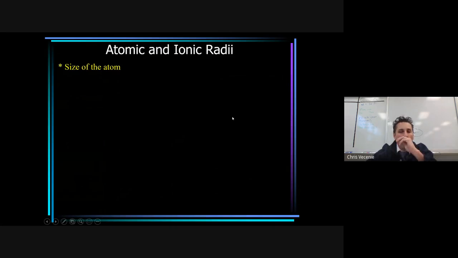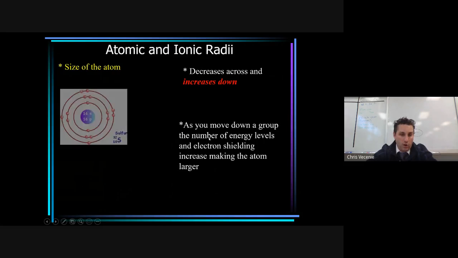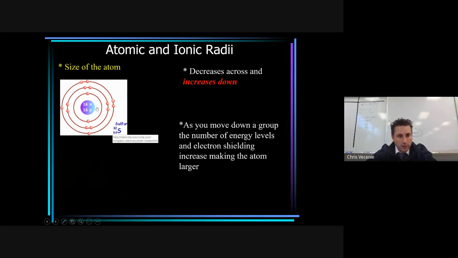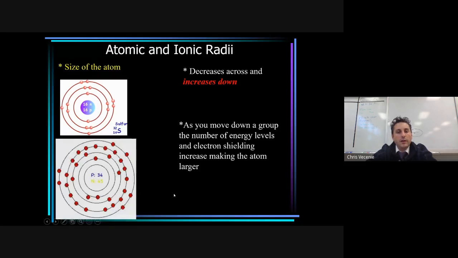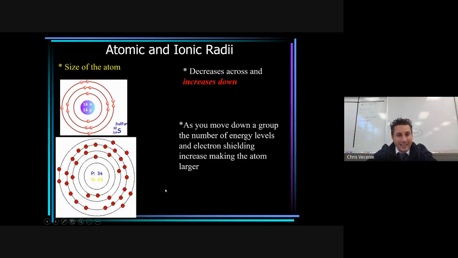All right, well, what about as we go down? As we go down the columns, atoms are getting bigger, right? Sulfur is smaller than selenium. Let me show you why that is in the other one.